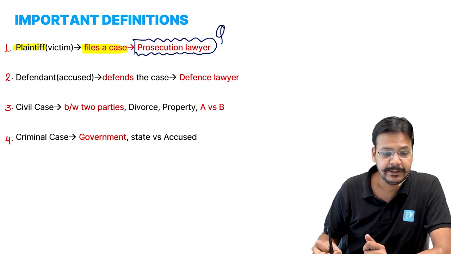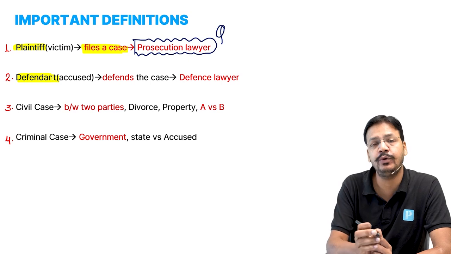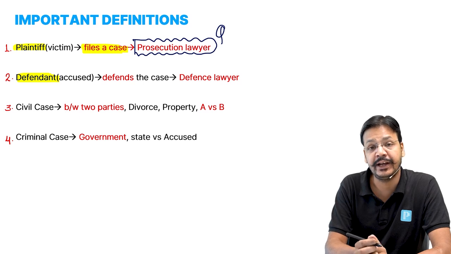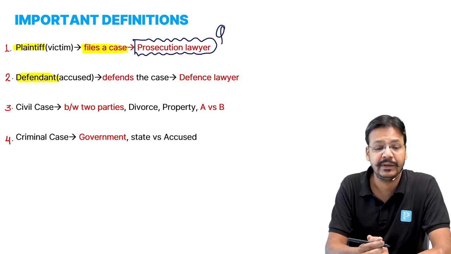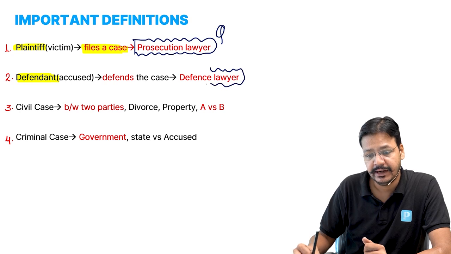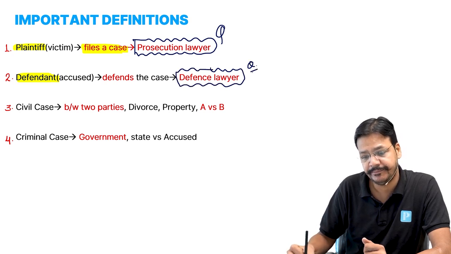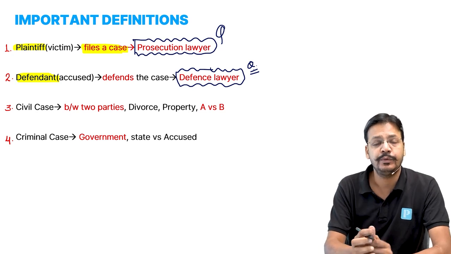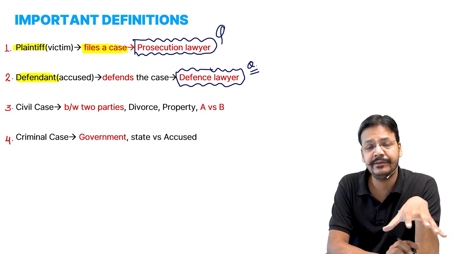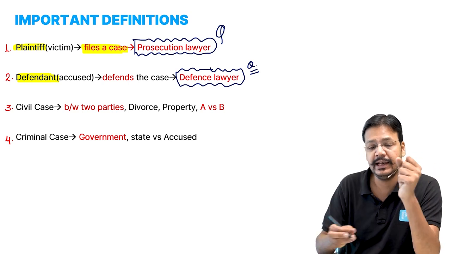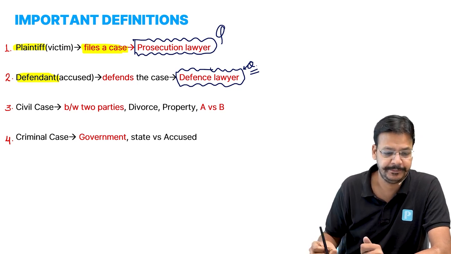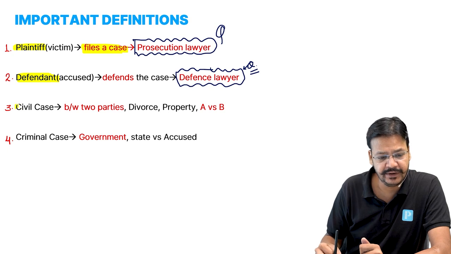The second: the person who is from the side of the accused is known as the defendant. The lawyer here from the defendant side or accused side is the defense lawyer. So the person who files a case is a plaintiff, and the person who defends the case is a defendant, from the accused side. And here you can see the lawyer is the defense lawyer. The second definition is done. Now the third definition is very, very important.